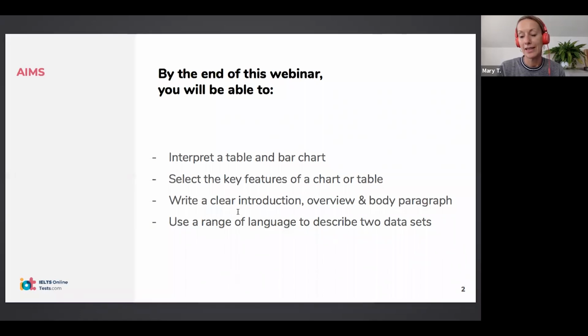So the aims today. By the end of this webinar, you'll be able to interpret a table and a bar chart, select the key features of a chart or a table, write a clear introduction, overview, and body paragraphs, and use a range of language to describe two different data sets.